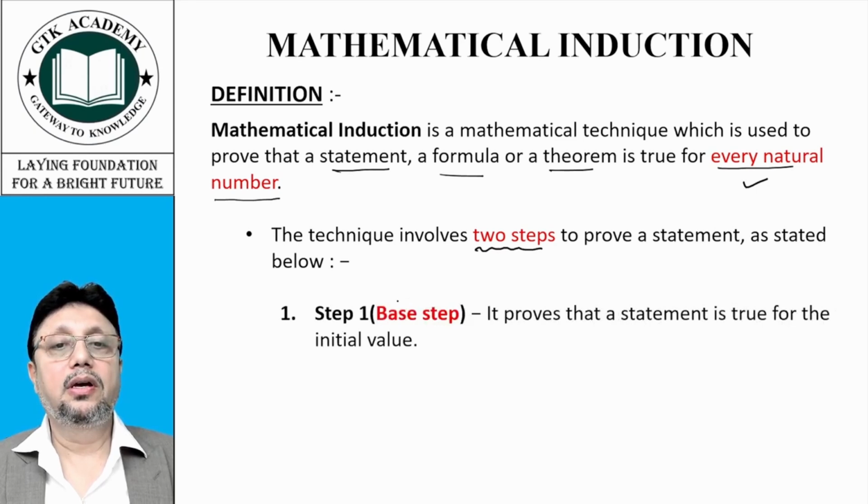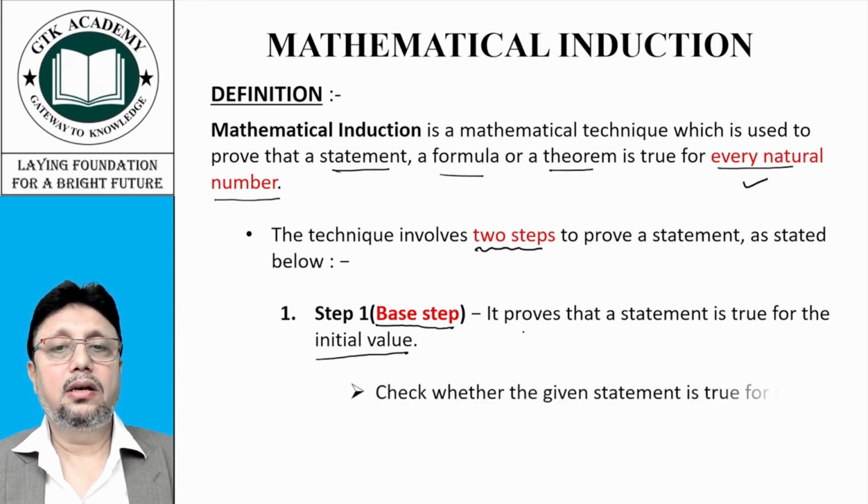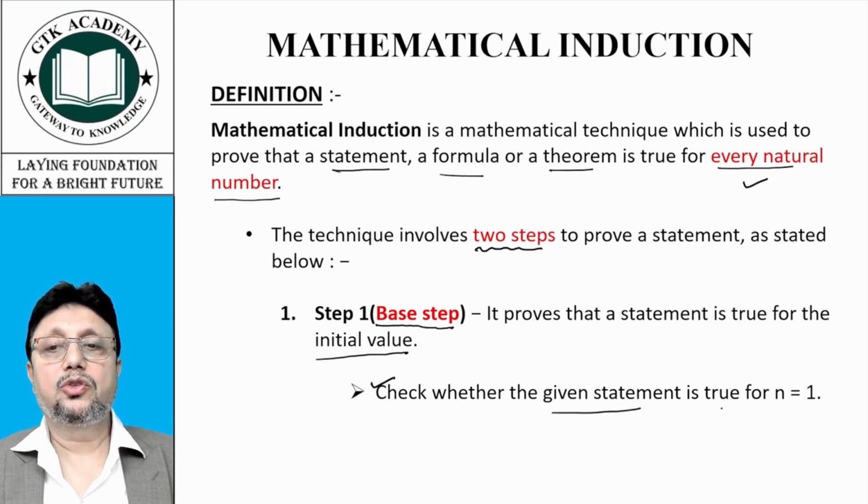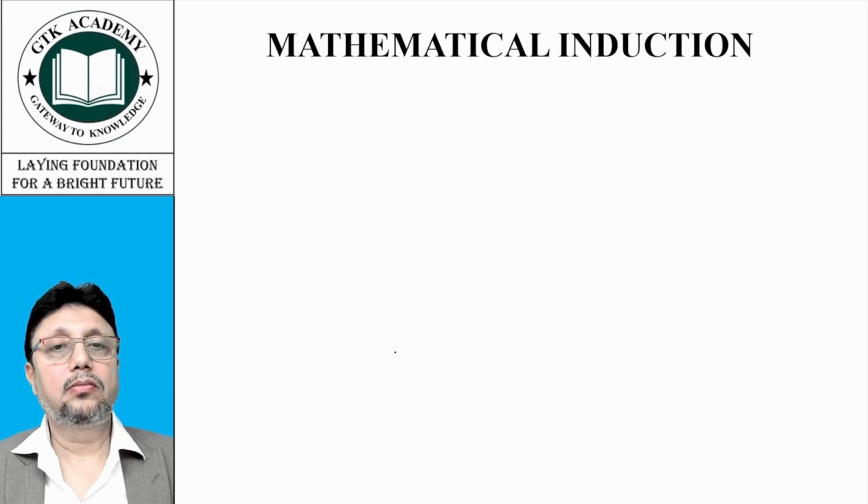First step is called the base step. It proves that a statement is true for the initial value. That means the statement is true for an initial value, say 1. So we initially check whether the given statement is true for n is equal to 1. That is the base step.